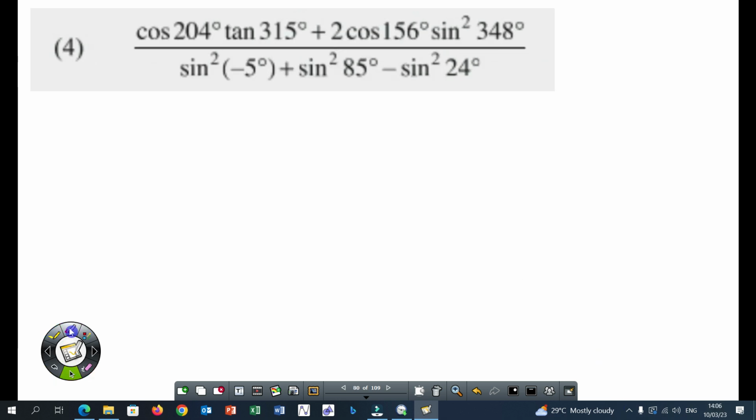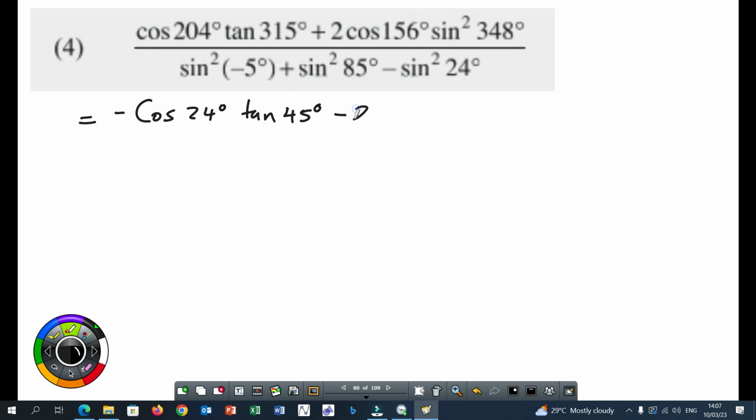If you want to do the question, there are some things that you have to see. At least you should get some of the marks, even if you don't get all of them but most of them. Let's do it, then I can see where you're going to allocate marks. Cos 204, you reduce that; that will be minus cos 24 degrees. Then tan 315 will be equal to positive tan 45.